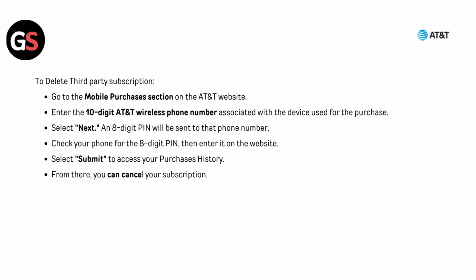To delete third-party subscription, go to the Mobile Purchase section on the AT&T website. Enter the 10-digit AT&T wireless phone number associated with the device used for the purchase. Select Next. An 8-digit PIN will be sent to that phone number. Check your phone for the 8-digit PIN, then enter it on the website. Select Submit to access your purchase history. From there, you can cancel your subscription.